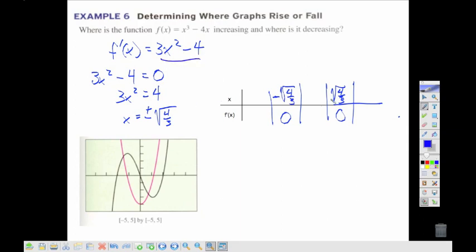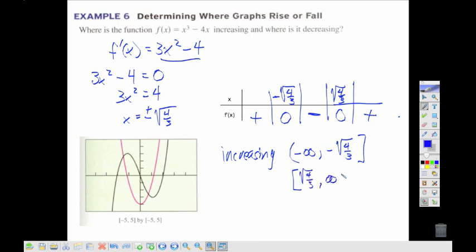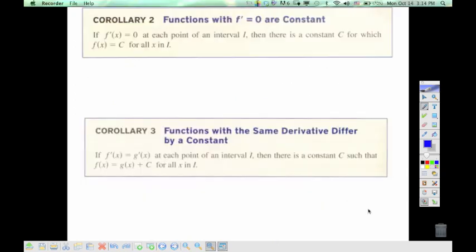We'll check between them by plugging into this right here. So maybe I could plug in 0, and I'll see I get a negative. I could put in anything larger than that, and I'm always going to get a positive. And so we can see that I'm increasing prior to this. So increasing from negative infinity to the negative square root of 4 over 3, and from the square root of 4 over 3 to infinity. And I'm decreasing from negative square root of 4 over 3 to square root of 4 over 3.